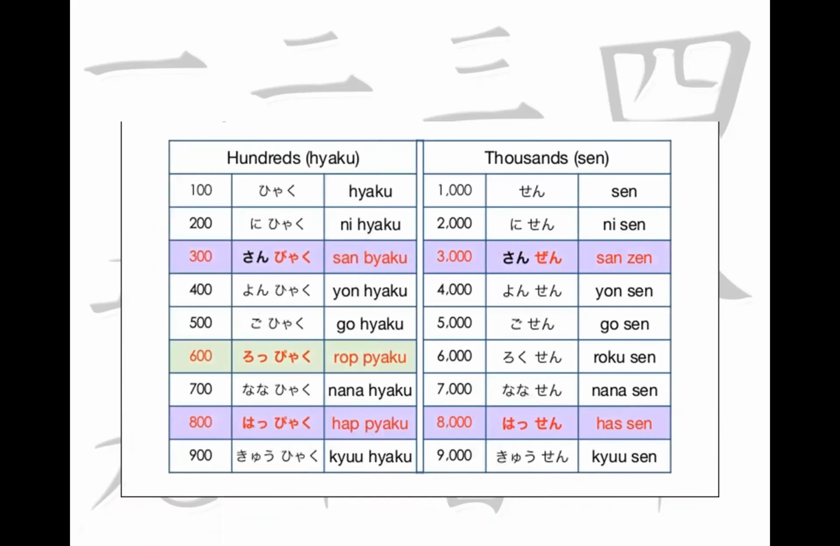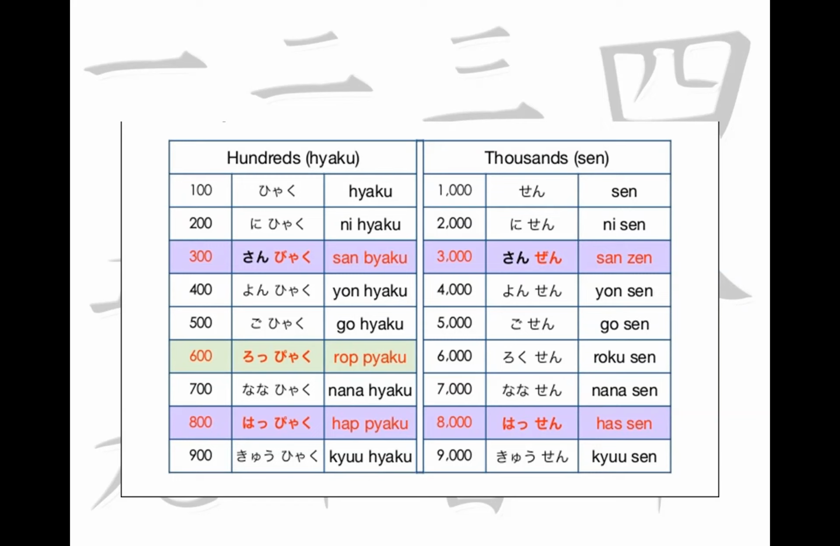Okay. What I'm showing you right now is the hundreds and the thousands. Let's start with the hundreds. 100 is hyaku. Again, hyaku. And as with ju or 10, to say 200, 300, 400, and so on, you simply put the number before it. So with 100, it's just hyaku. And for 200, ni hyaku. Again, slowly, per syllable, ni hyaku.